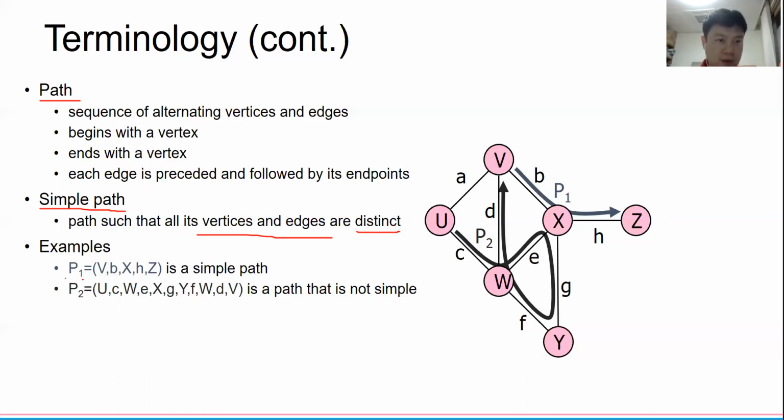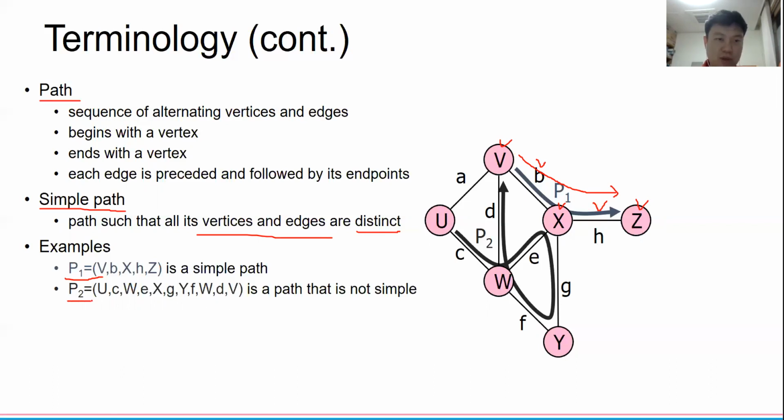Let's see. You have P1. The P1 is from V, and then it goes to the edge HB, and then it goes to the vertex X, and this goes to the edge HH, and then it goes to the vertex Z. So this one is a simple path because there are vertices and edges, and they are distinct. This is not repeated.